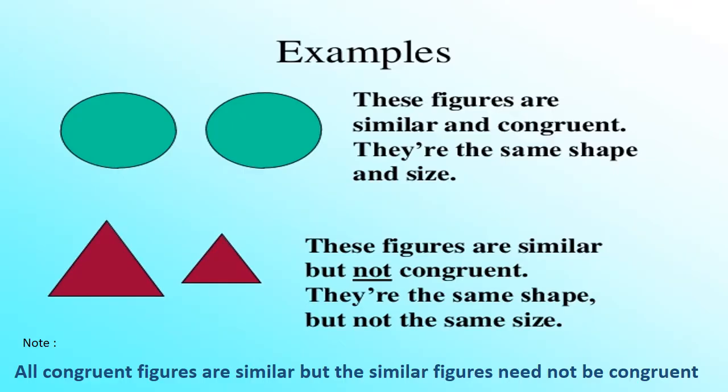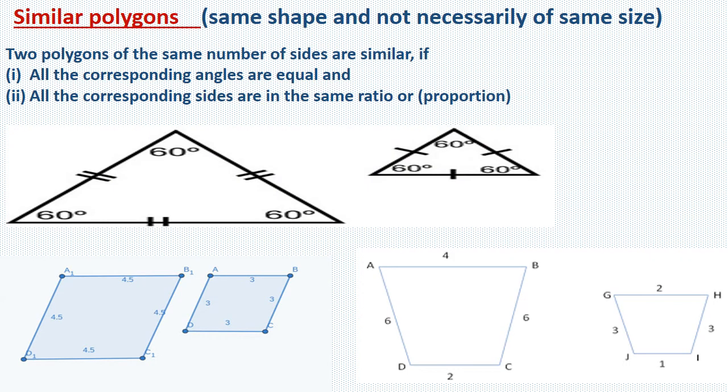In these examples, we observe the circles are similar and congruent since they are of the same shape and size. But the triangles are similar but not congruent since they are of the same shape but not of the same size. Thus, all congruent figures are similar but the similar figures need not be congruent. Two polygons of the same number of sides are similar if all the corresponding angles are equal and all the corresponding sides are in the same ratio or proportion.